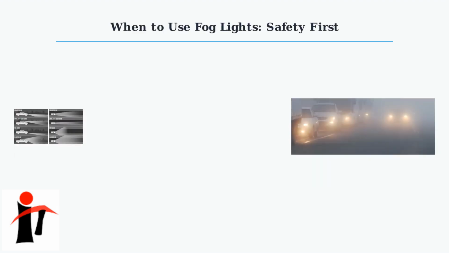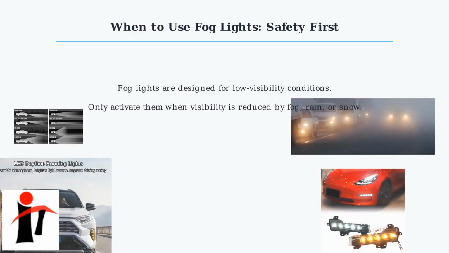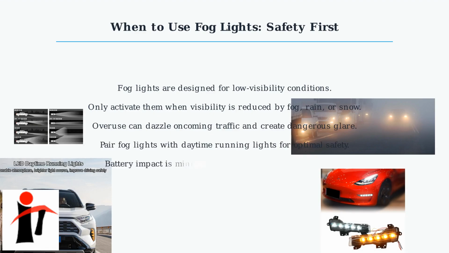Fog lights are essential for safety in poor visibility, but they must be used responsibly. Only turn them on when fog, rain, or snow significantly reduces visibility, typically under 100 meters. Using them in clear weather can create blinding glare for oncoming drivers, increasing accident risk. Tesla recommends pairing fog lights with daytime running lights for maximum visibility and safety.